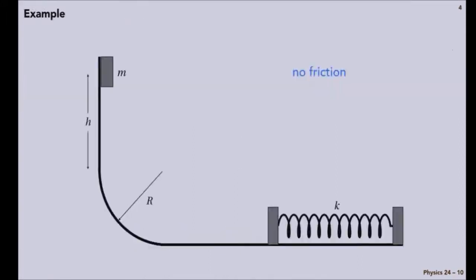So let's look at an example. What's going to happen here? Okay, so we have a mass that's going to slide down and negotiate this circular arc of radius r, and there's no friction. We're in ice world, and then it's going to run into a spring. So play the movie for me. What's going to happen?